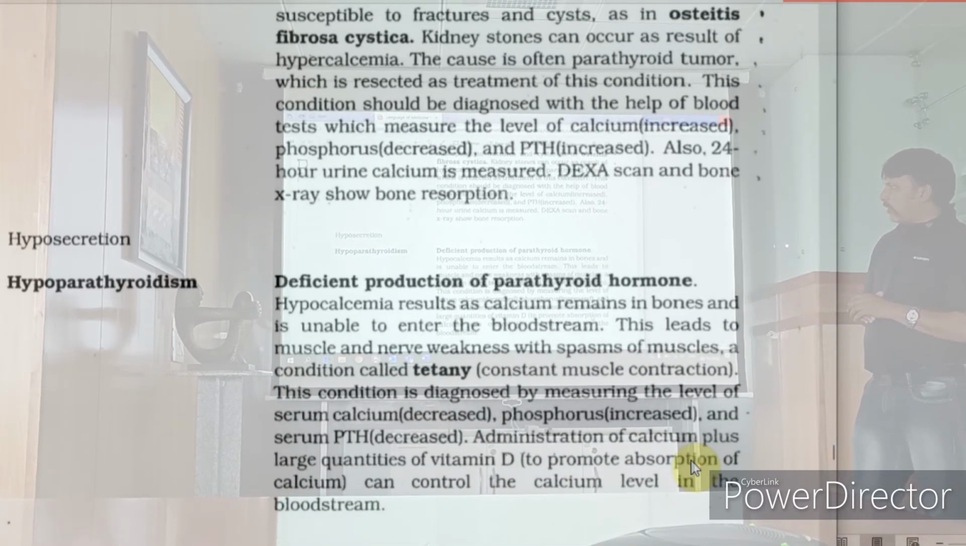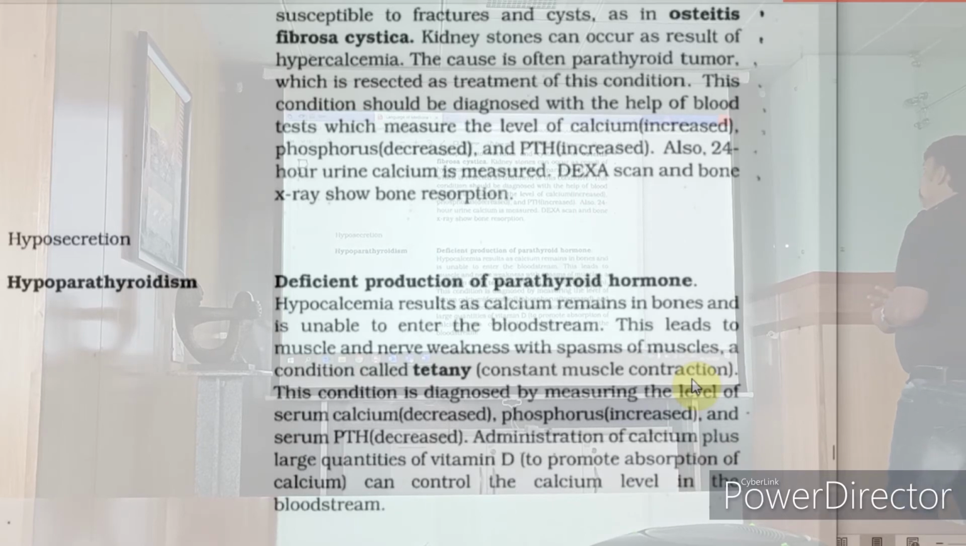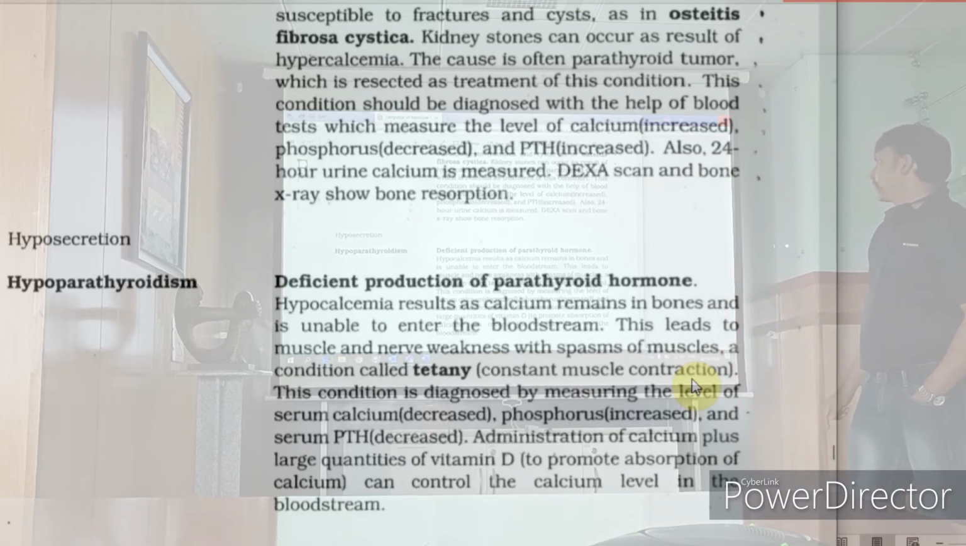Okay. Next, hyposecretion, a deficiency in production of the parathyroid glands, will lead to hypocalcemia, as the calcium remains in the bone. This leads to muscle and nerve weakness. Calcium is an important component for muscle and nerve to act. If it is not there, the functionality is reduced. Spasms of the muscles are known as tetany. Constant muscle contraction means that the muscle will remain in a contracted state.